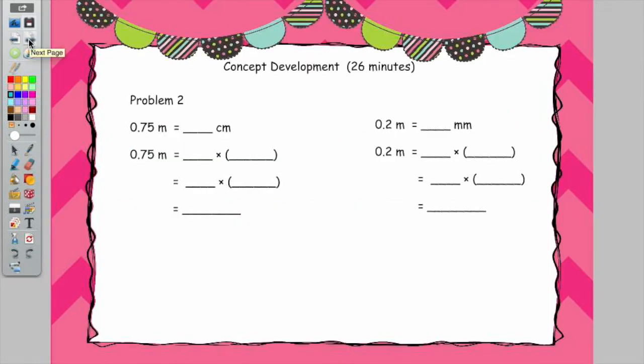These are still centimeters and meters. Okay? So what I want you to do is try and complete these two on your own, and then we'll talk about them. I'm going to push pause.